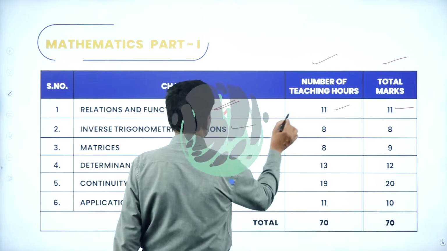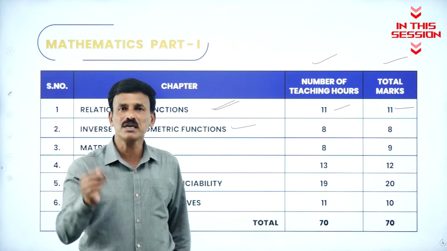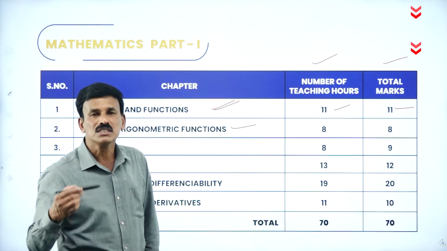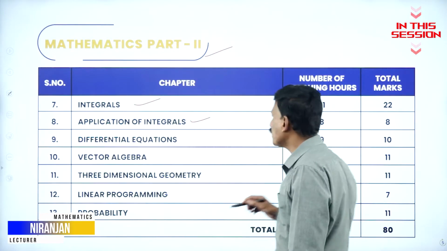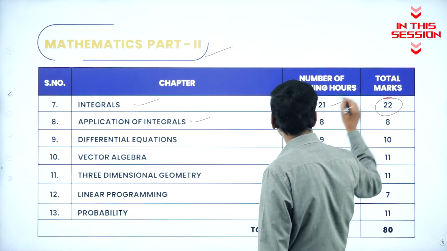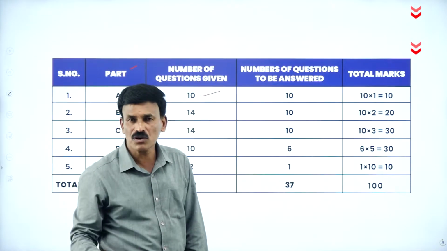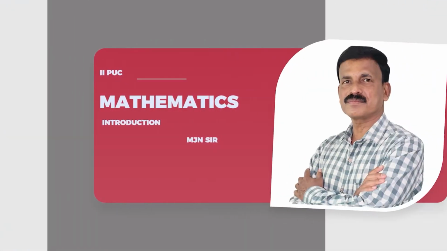Very important chapter and the easiest chapter is the inverse trigonometric function. You might have studied it in your first PUC trigonometry. We are going to study the application of integrals. For integrals, we will get 22 marks, very important. So you are going to answer all the 10 questions. That means there is no choice in 40.